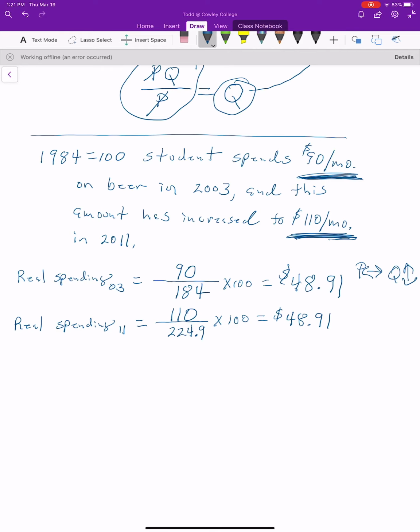Okay, let's do one more problem. This is going to be one that you're going to have to do on your homework.